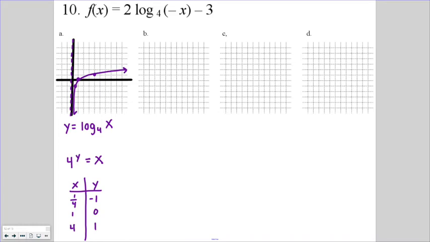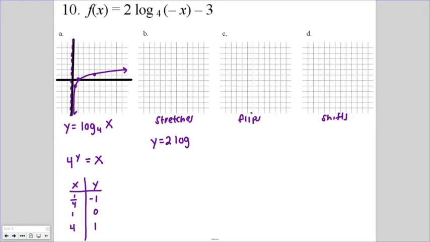So once we've gotten there, we can actually just ignore everything to do with that log and just apply the transformations as we see them from Algebra 2. So stretches, and then flips, and then shifts, and we'll do them in this order. So there is a stretch here. We have a stretch of 2.